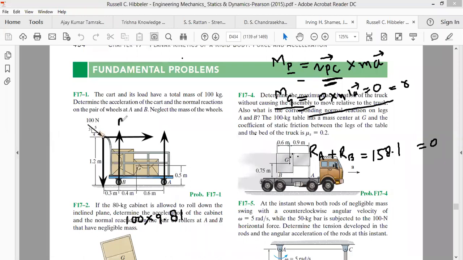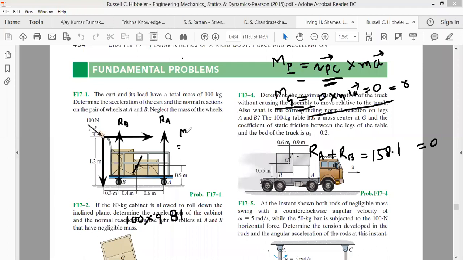So this is our RA. Sorry, this is RB, this is RA. So we'll write now. We'll use this equation, taking the moments about the center of gravity. Imagine the axis is passing through the center of gravity. Take the moments about the center of gravity. The first moment will be because of RA.